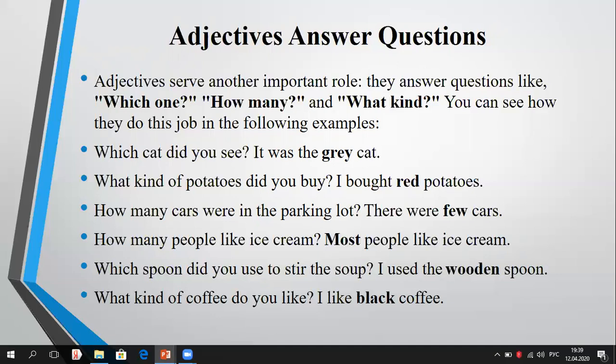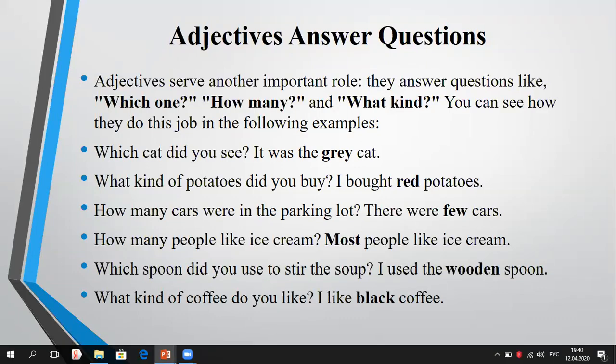What kind of potatoes did you buy? I bought red potatoes. How many cars were in the parking lot? There were few cars. How many people like ice cream? Most people like ice cream. Which spoon did you use to stir the soup? I used the wooden spoon. What kind of coffee do you like? I like black coffee. You see, all these adjectives answer the questions which one, how many, and what kind.